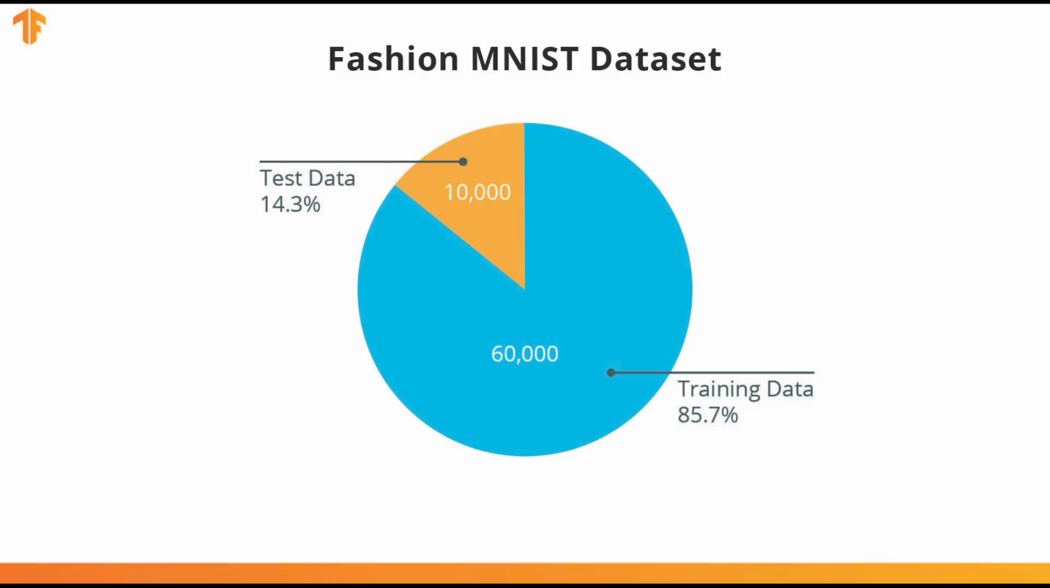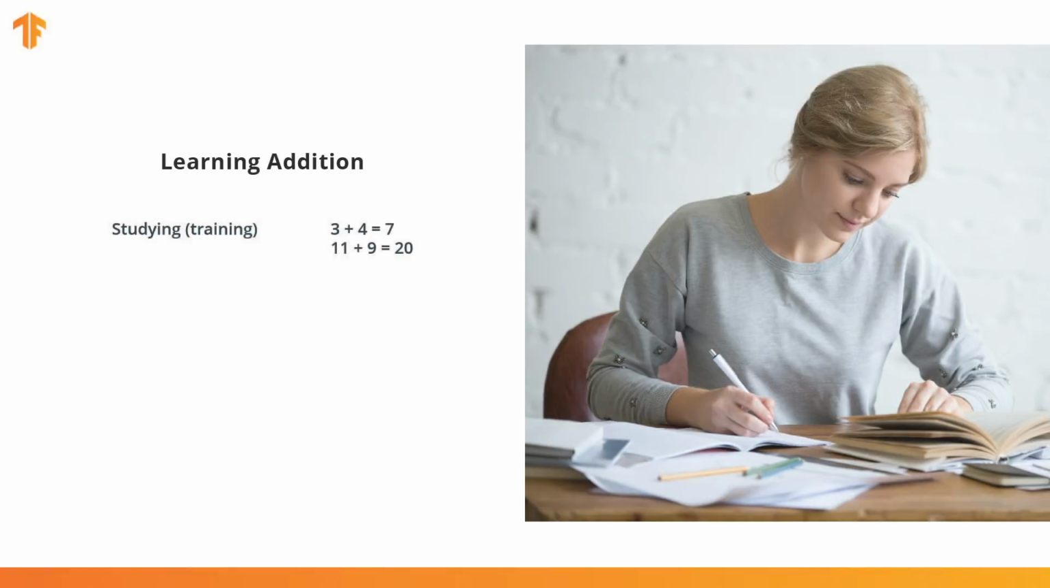into 60,000 examples to use for training and 10,000 to use for tests. The reason is that once our neural network has been trained on the training dataset, we want to test it on data that it hasn't seen before to see how well it performs. Actually, it is kind of like taking an exam in school.